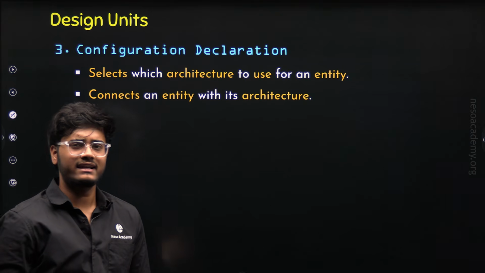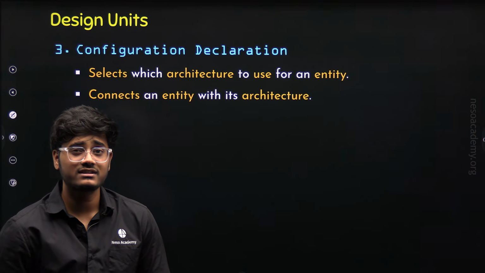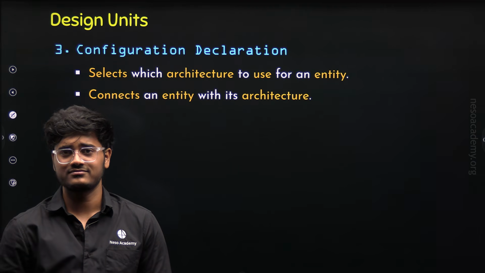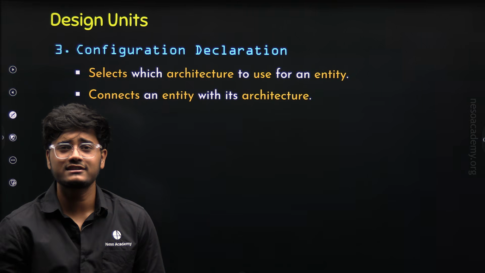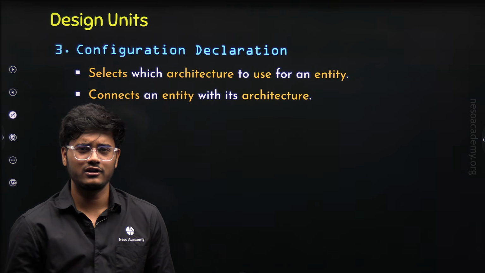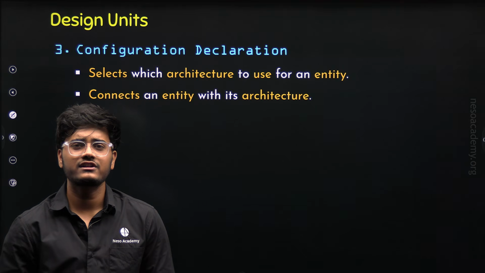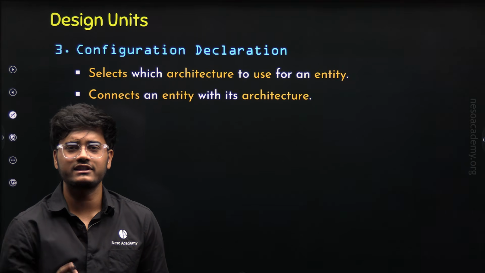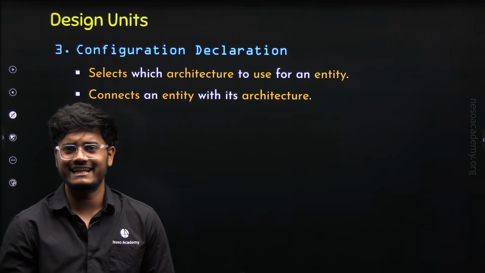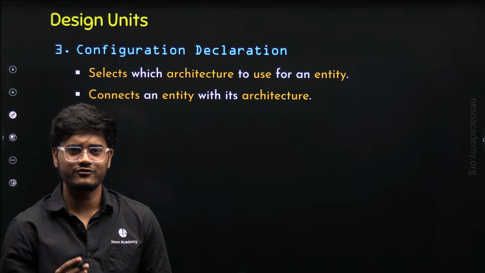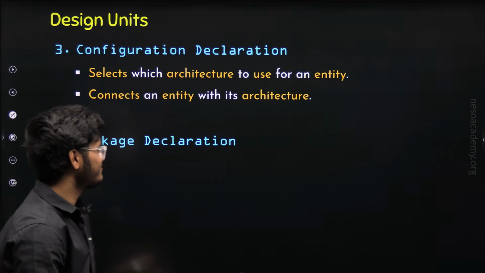Now, one entity can have multiple architectures, and each architecture describes the system in different ways, and configuration is used to select one of these different ways. So overall, if an entity has multiple architectures, configuration is used to select one of the architectures. So I hope you understand configuration declaration. Now let's see the fourth design unit, which is package declaration.